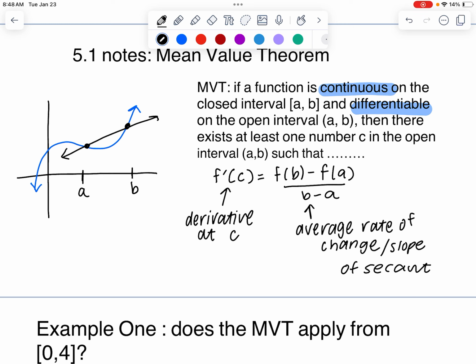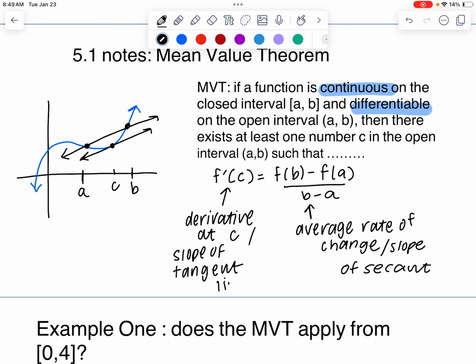And what this formula is saying is that, okay, that's the slope of the secant. There's going to be some value c where the derivative at c, aka the slope of the tangent line, is equivalent to the slope of the secant line. And if you look at those two lines right there, they are parallel to each other, which means their slopes are the same. And so the derivative at c is equivalent to the slope of the tangent line.